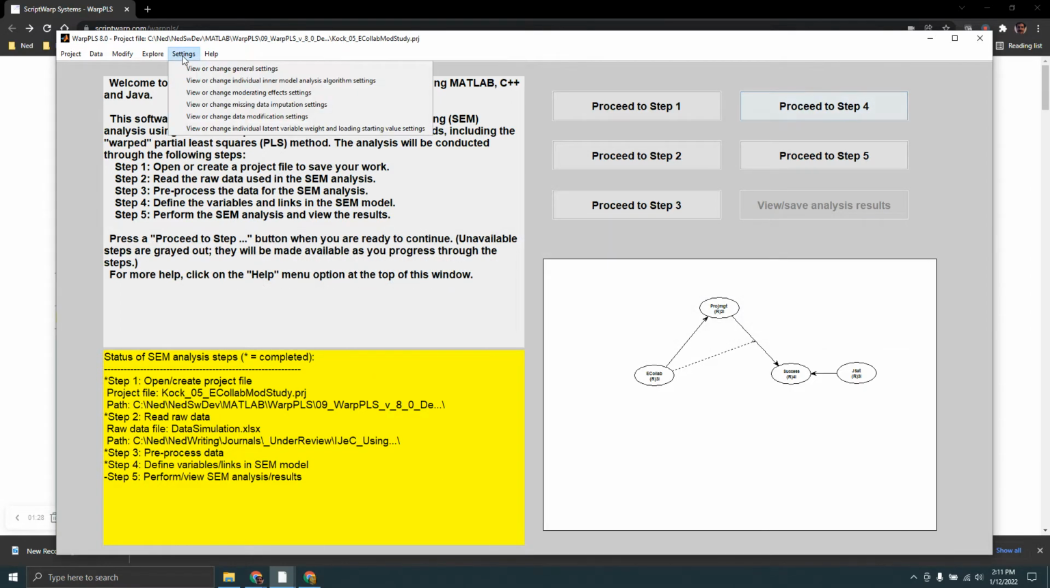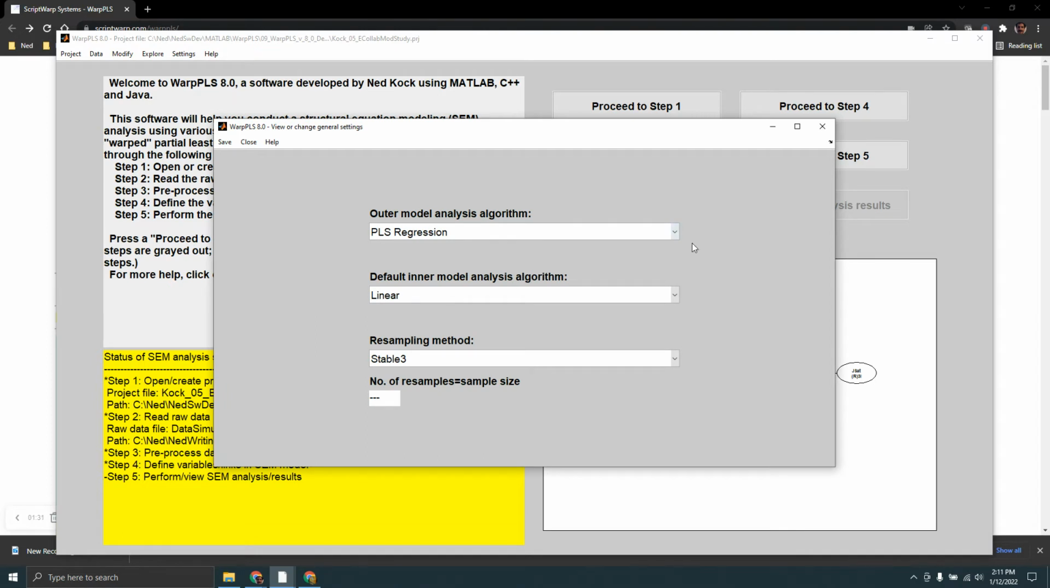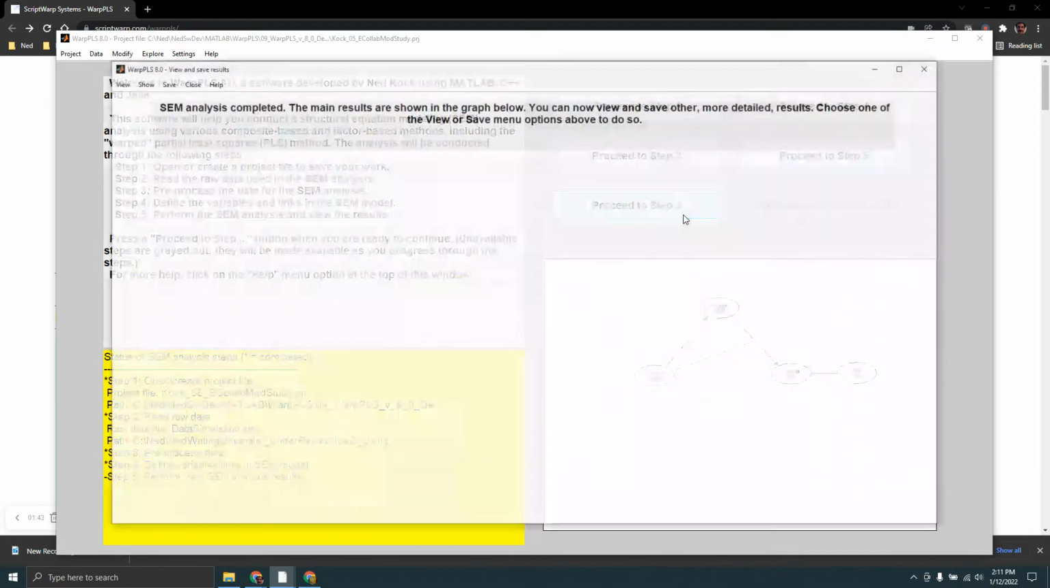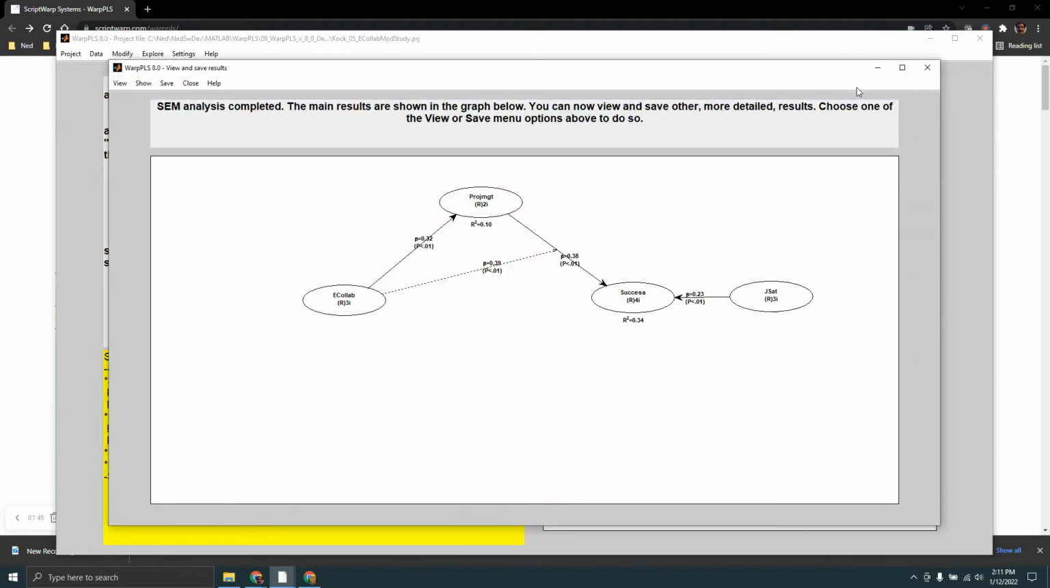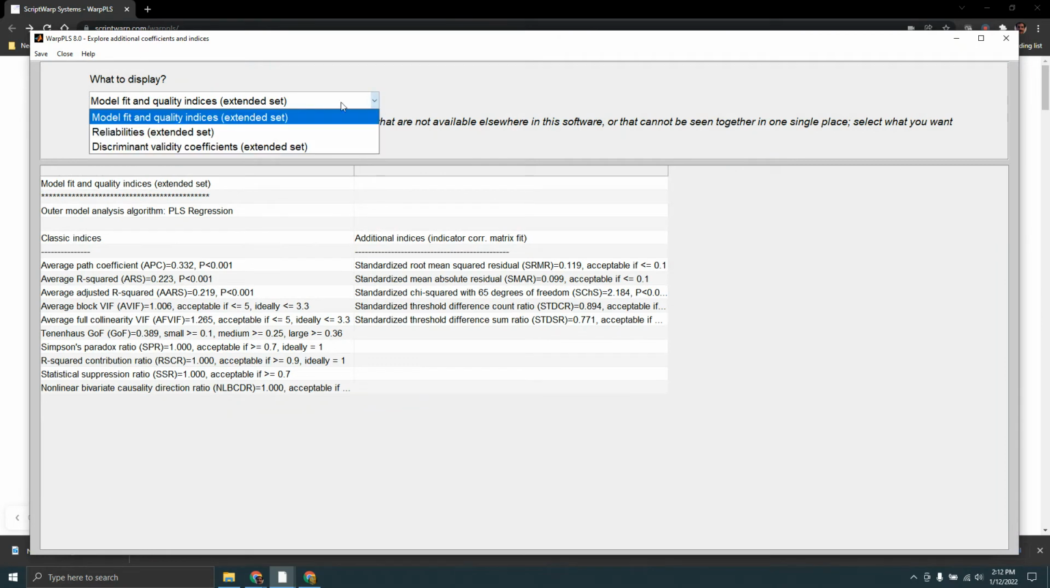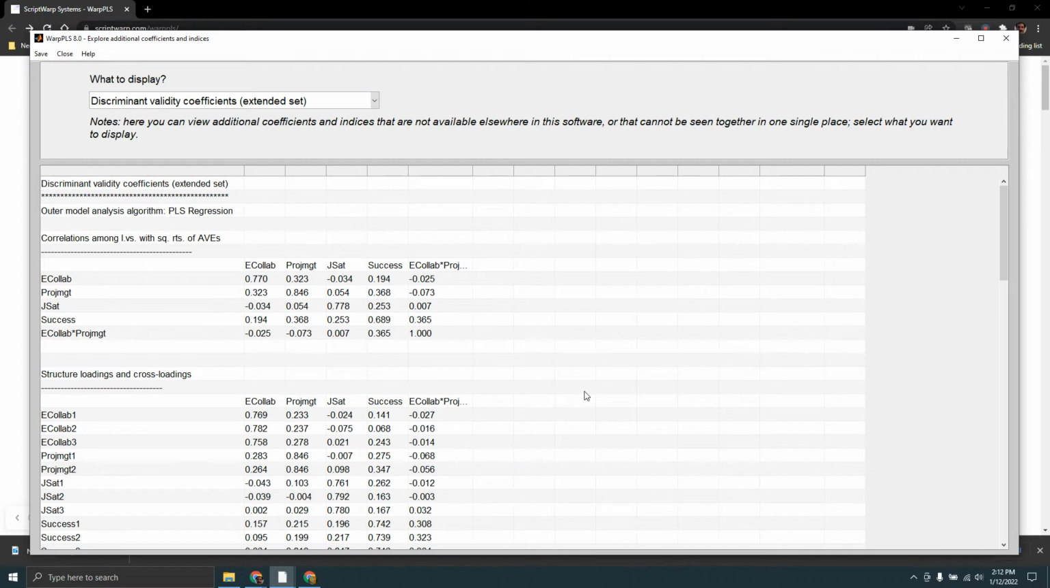and in the settings, you can see that we're using a PLS regression, which is a composite-based algorithm. So I'm going to keep this one and go to perform my SEM analysis. And I'm going to go to this option, which is explore additional coefficients and indices, because it gives me a lot of them. And I will go to discriminant validity coefficients, extended set.